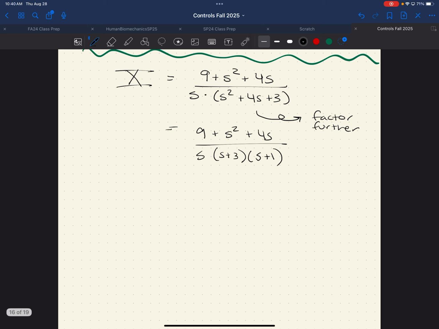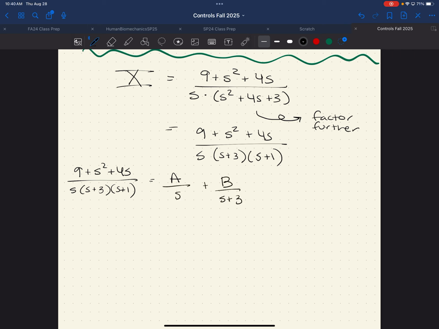Okay, this is a little bit more complicated. We don't have just 2 terms, we have 3 terms. How do you think that changes things? We have another term c, right? So it's 3 things added together. So what we want to turn this into is something that looks like this: equals a over s plus b over s plus 3 plus c over s plus 1.